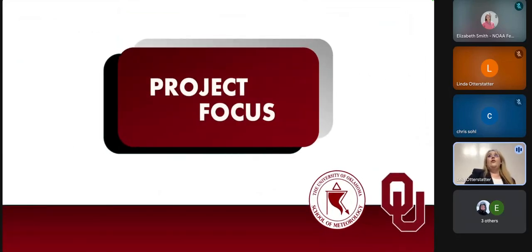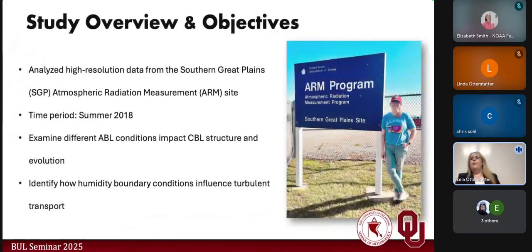So now getting into our project focus here. In order to better understand real-world variability of the convective boundary layer, this project investigates heat and moisture transport structures within the CBL under different stability regimes using Doppler and Raman LiDAR, as well as surface flux measurements that are collected at the Southern Great Plains ARM site. And I'll get into that site in a little bit.